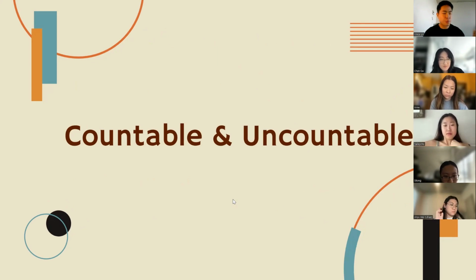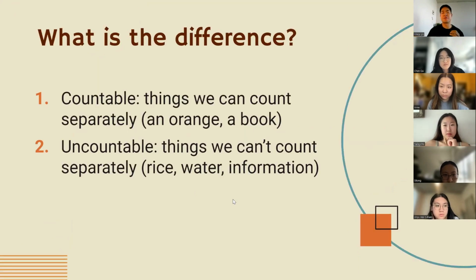So what do you think about countable and uncountable? What do you think the meaning is? What is countable and what is uncountable? You can count or you cannot count. Yeah, so something you can count and something you cannot count. Yeah, exactly. So let's take a look here. What are some differences between countable and uncountable?